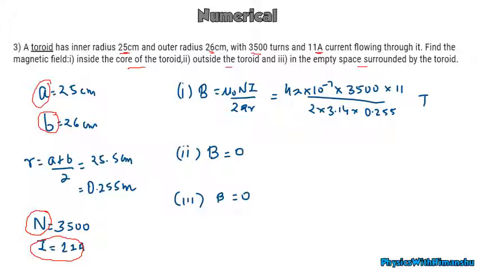Now see, the radius will be (a + b)/2, so we'll convert it into meters. So inside the core it will be mu naught N i by 2 pi r. We'll put in the values and we'll get the value. Now if you see, outside the toroid the magnetic field will be equal to 0, and in the empty space surrounded by the toroid the magnetic field will be equal to 0. So the magnetic field will be there only inside the core of the toroid. Okay, now what you have to do is please learn and write down the derivation discussed in this slide.